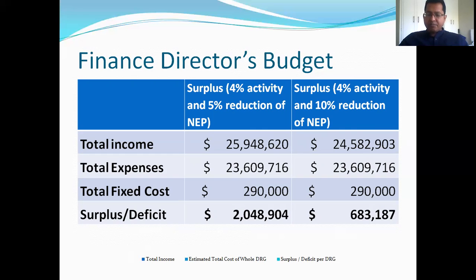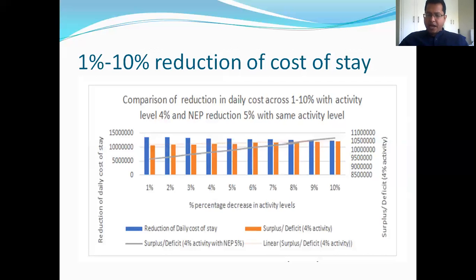In such a condition, Mrs. Smith tried to reduce the daily cost of a stay and tested it by creating a series of budgets from 1% to 10% reduction of cost of a stay, in case of both 4% activity only, and along with that a 5% reduction of NEP with 4% activity of patients.